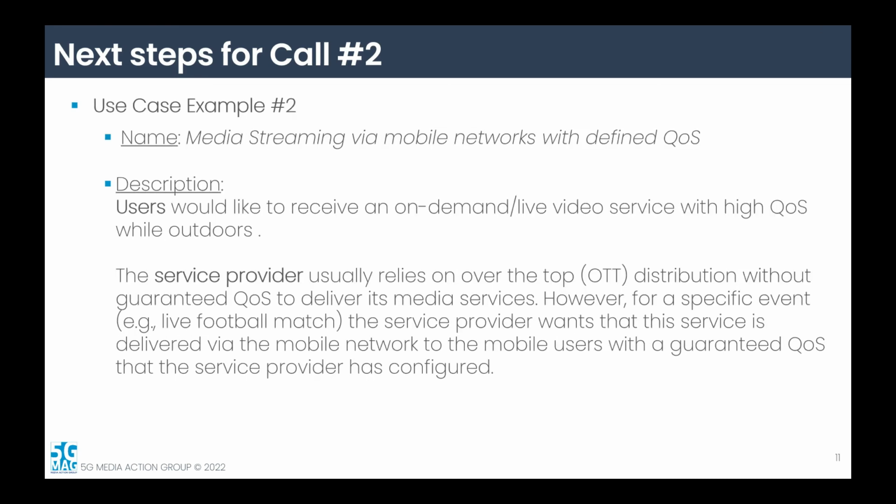And then another example, just to provide more guidance: media streaming via mobile networks with defined quality of service. A description could look like this: a user wants to receive an on-demand or live video service with high quality of service outdoors. From the service provider's point of view, they usually rely on over-the-top, best effort, without guaranteed quality of service, and now want to specify a specific quality of service for an event, for instance a live football match, delivered with a configured quality of service. This, for instance, is what Thorsten was explaining about these profiles. So as you can see, this is an example. You can provide whatever you think is relevant.